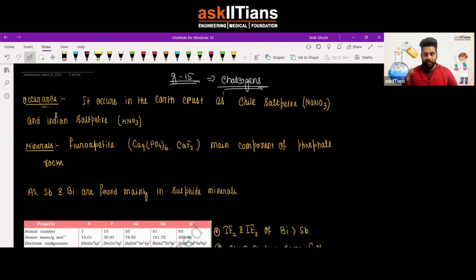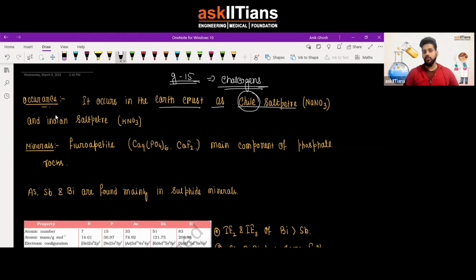So if you are talking about nitrogen and phosphorus, nitrogen is very, very abundant in nature as nitrogen gas, 74%. But that nitrogen is not usable. So from where do we get the usable amount of nitrogen? That we get from the earth crust as chili saltpeter. We call it chili saltpeter because this NaNO3 compound is found in Chile, in the country Chile. So chili saltpeter, which is NaNO3, is a source of nitrogen.